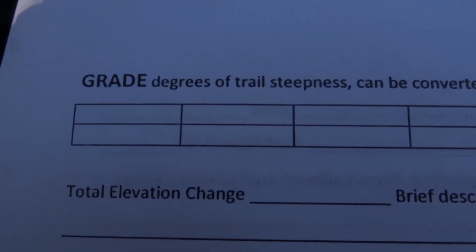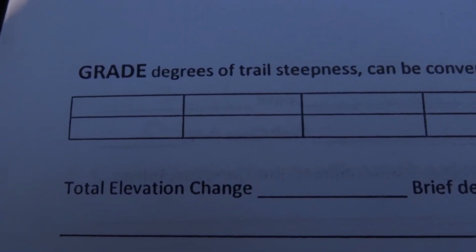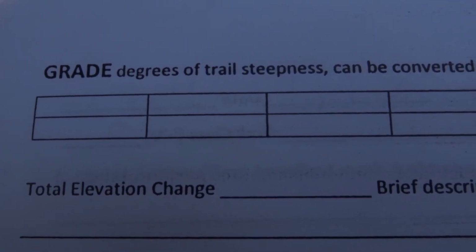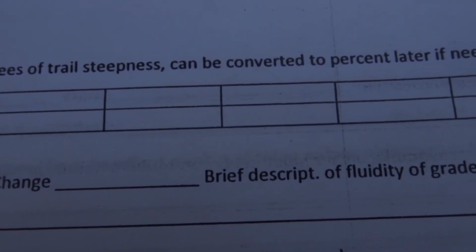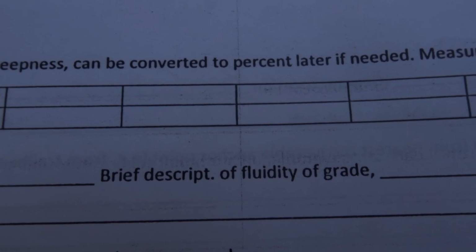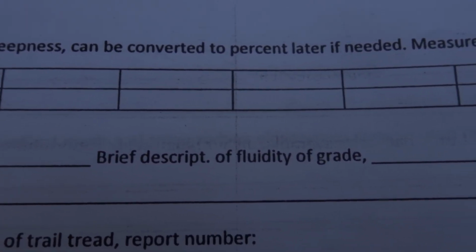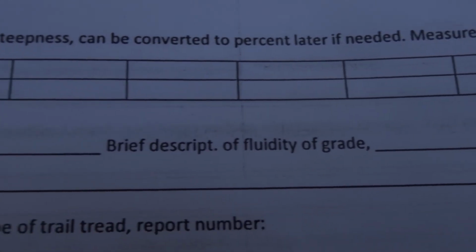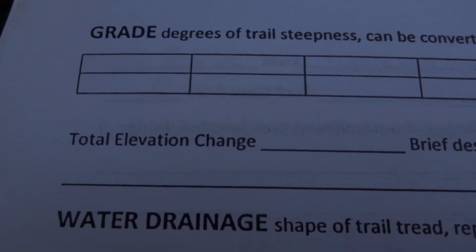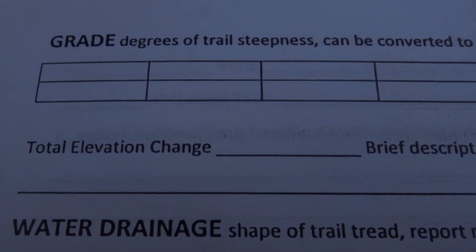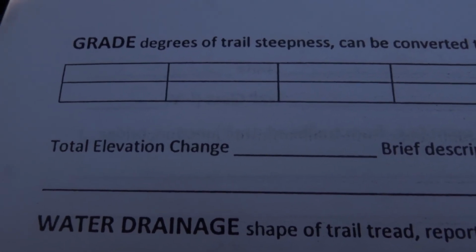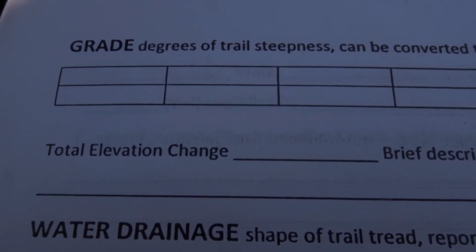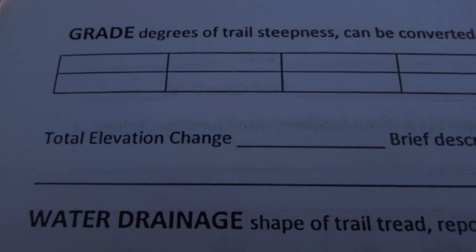Flipping the page over, the next category is grade or gradient, the degrees of trail steepness. With road building, they convert things to percent. Usually with hiking, they use degrees. And are we going to measure it or estimate it? We're going to pull out the downloaded app on my phone that does slope angles.